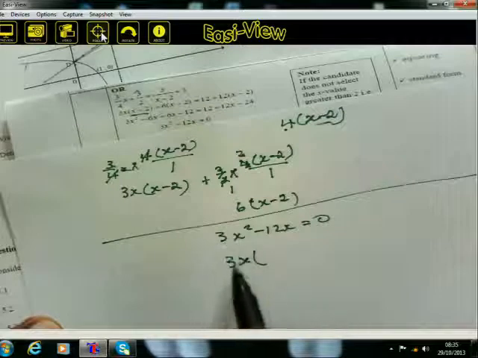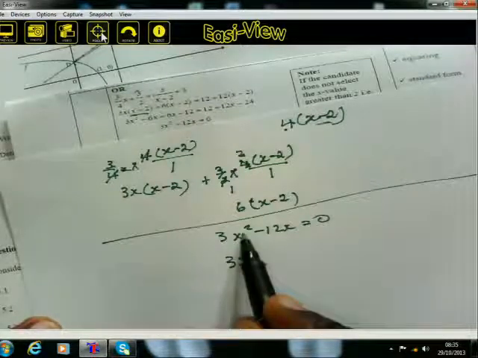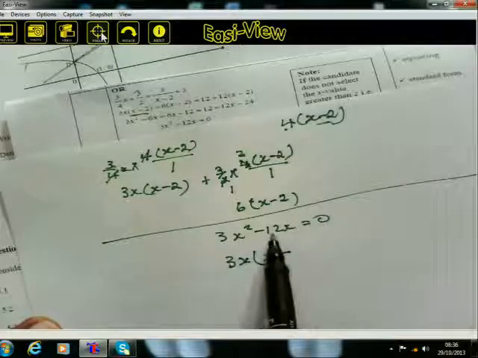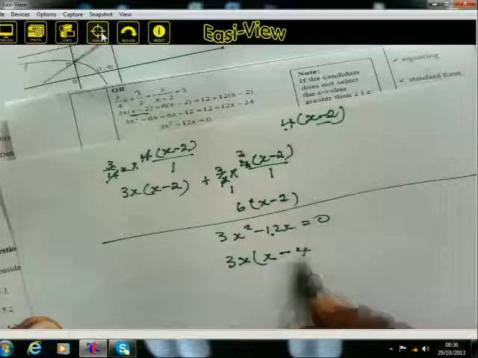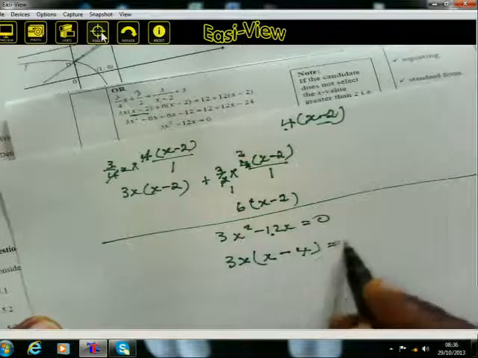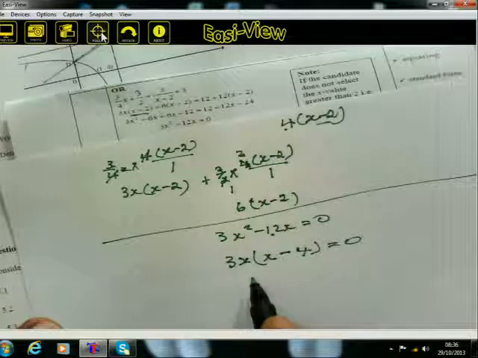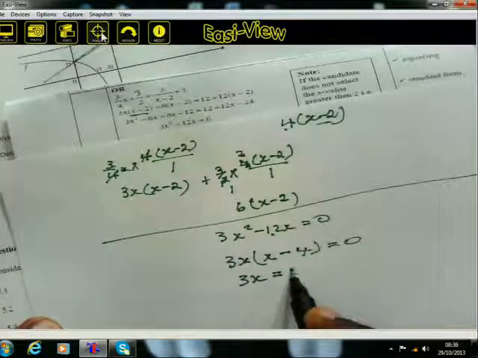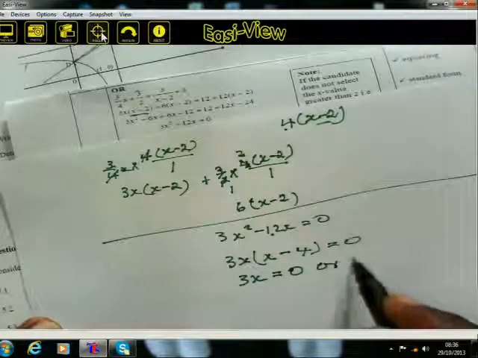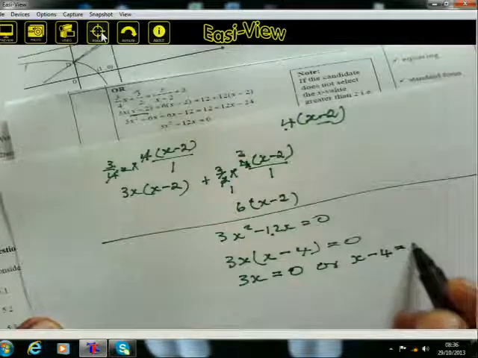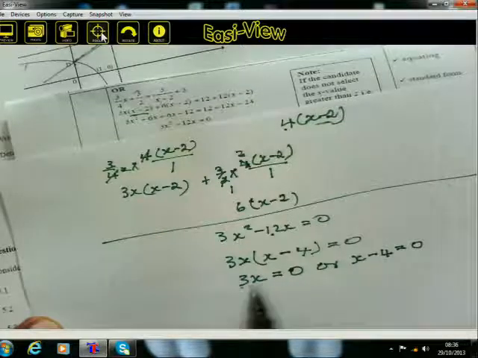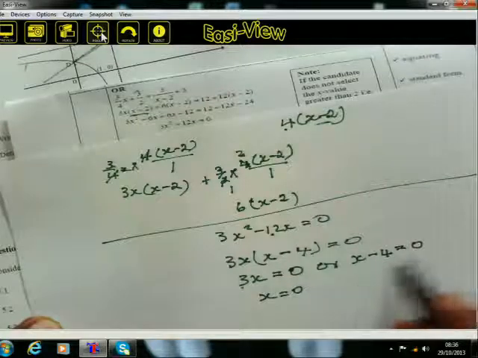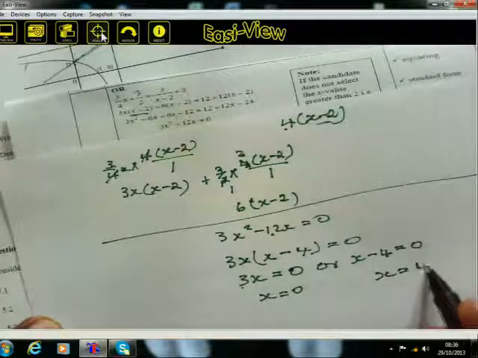It gets how many times there? 3 cancels 3, 3 into x squared, x. Minus 3 into 12, it gets 4 times. x cancels x. So 3x equals 0, or x minus 4 equals 0. In this case, our x is going to be 0. This side, our x is going to be positive 4.